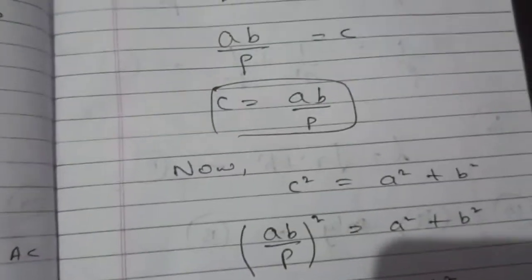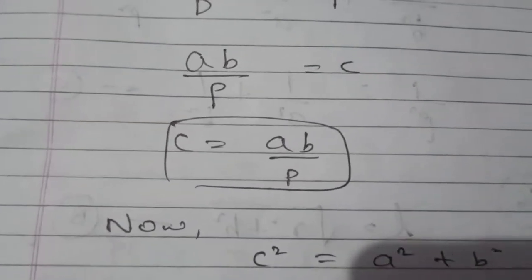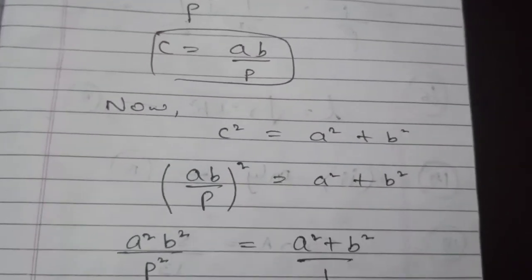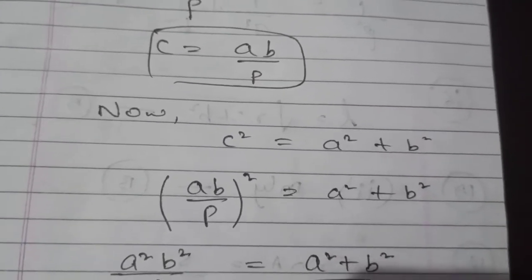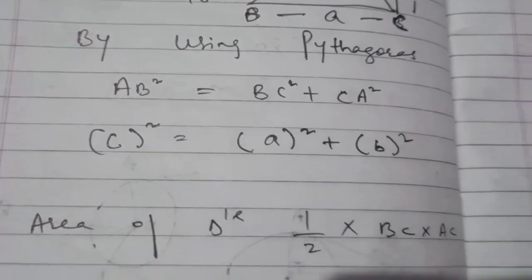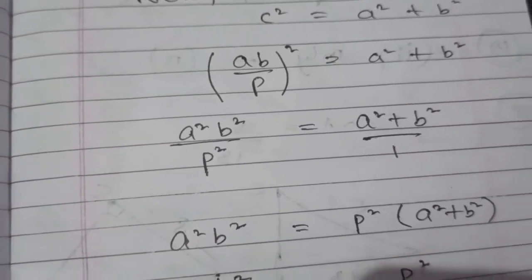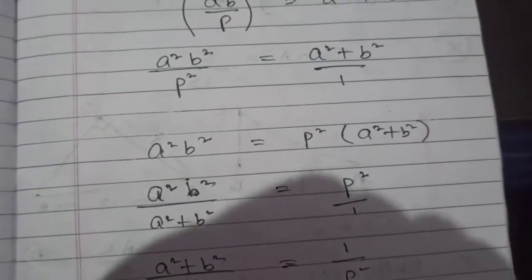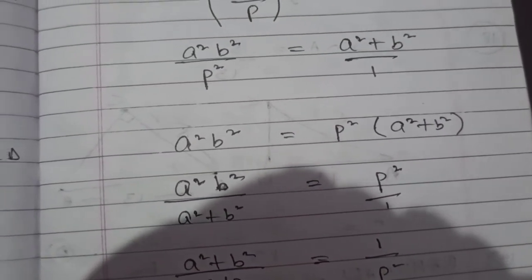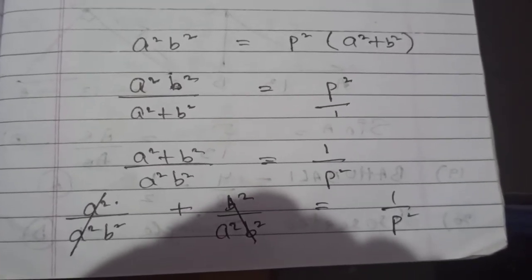Now see here. If we take P in the denominator, we get the value of C equal to AB by P. Now C square equal to A square plus B square, as we know by using Pythagoras theorem. So C is AB by P. Squaring on both sides, we get the whole square. Now cross multiplication. Then A square plus B square comes in division.